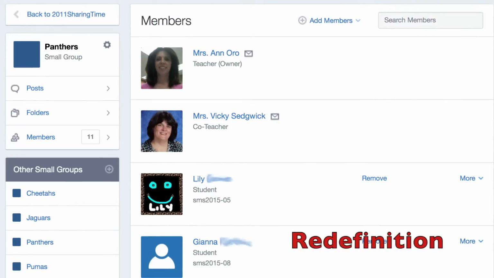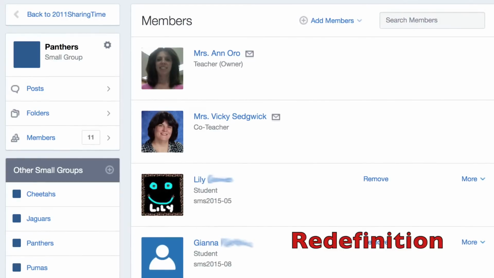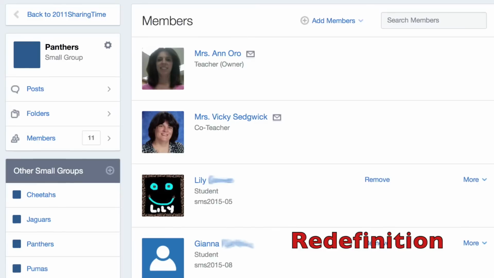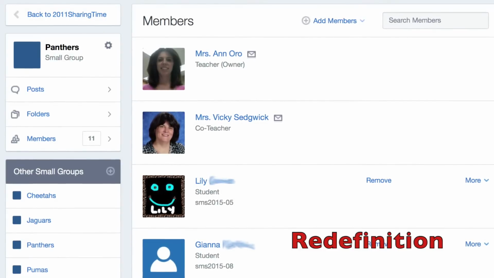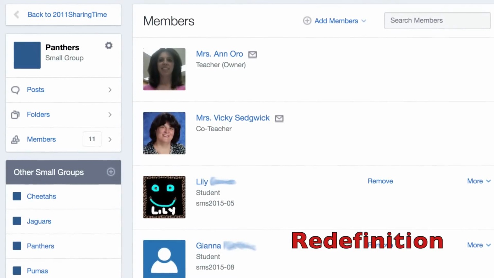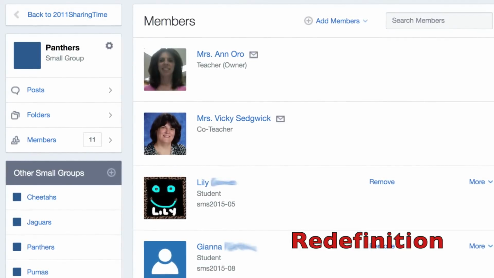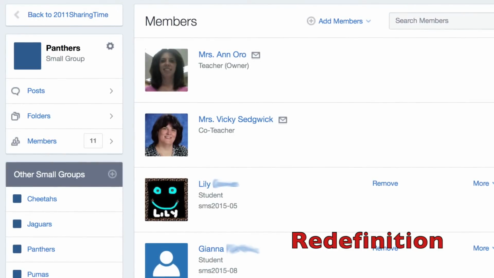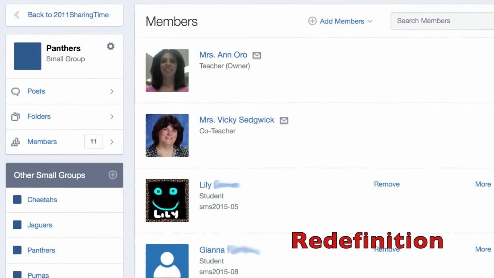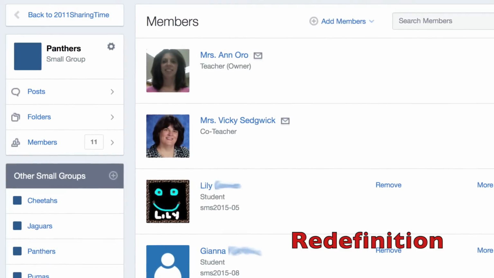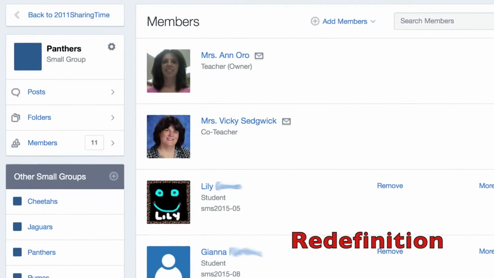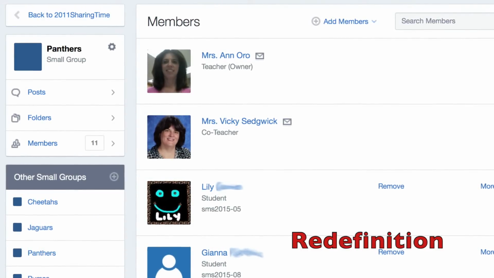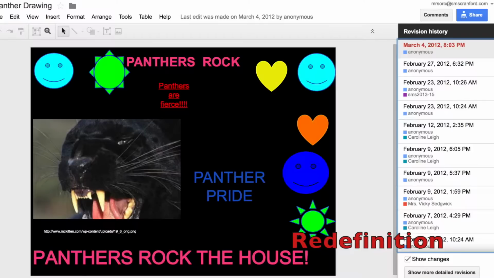We move into redefinition when we have our students work in shared spaces that might be shared with students from other states or countries. In this example, we had students with two different teachers, one in New Jersey and one in California, who shared students through an Edmodo group. And those same students left comments for each other, asked each other questions, and contributed to a shared picture.